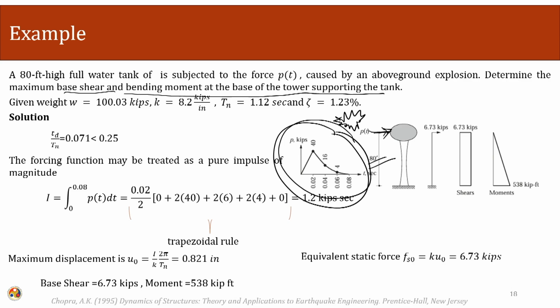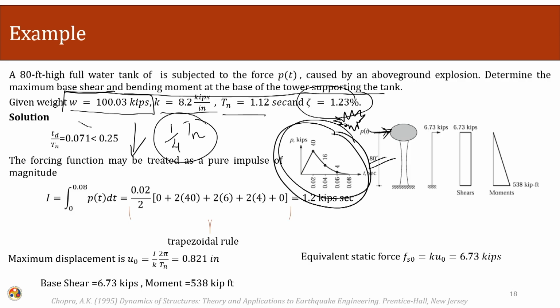The signature of the structure is given by weight approximately 100 kips, stiffness 8.2 kips per inch, time period of the structure 1.12 seconds, and damping 1.23. First we check whether we can approximate this using an impulsive loading. As a thumb rule, if Td is less than 1/4 of Tn, the time period of the structure, we can approximate this using an impulsive loading.